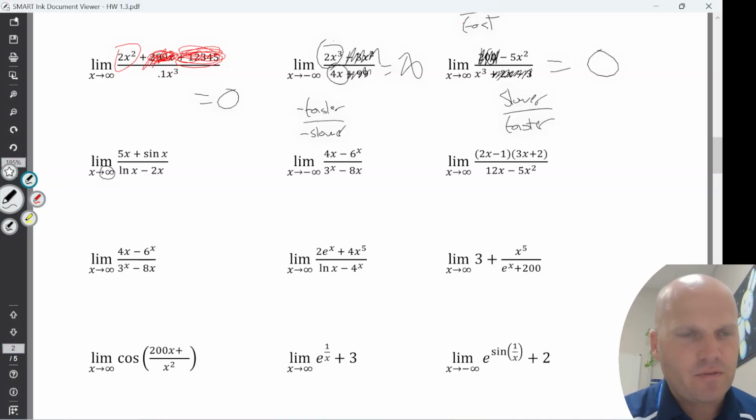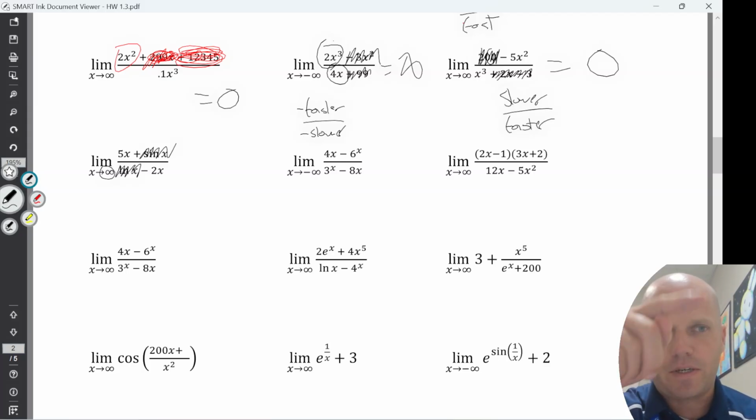Okay, still talking about positive infinity, no growth. This is no growth. Sine just goes up and down and up and down. It doesn't grow. So we have a same over same, so the growth will cancel.